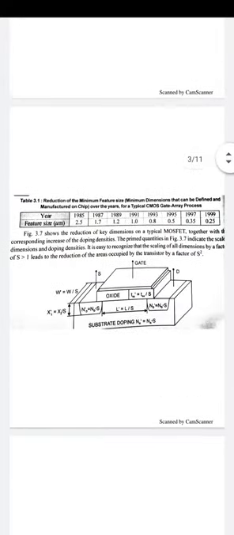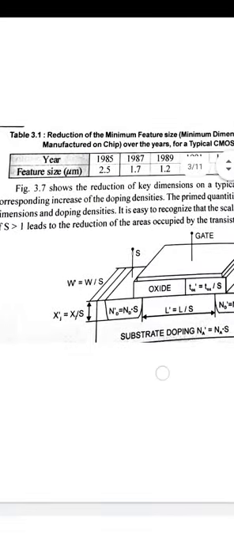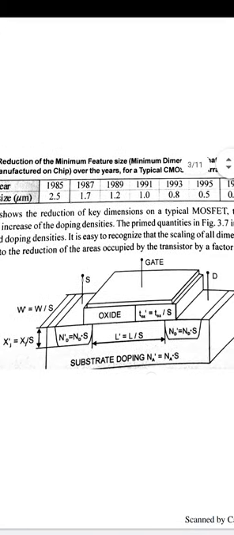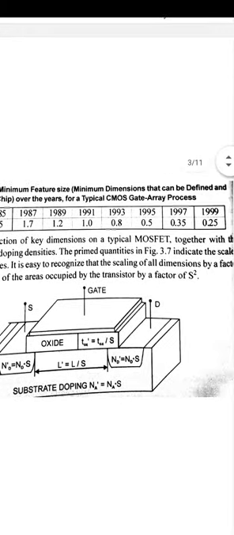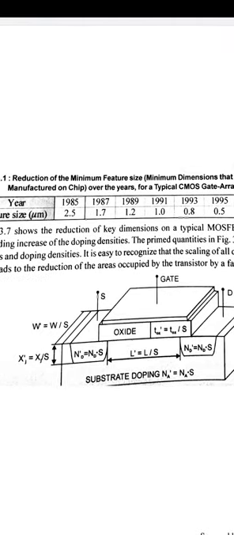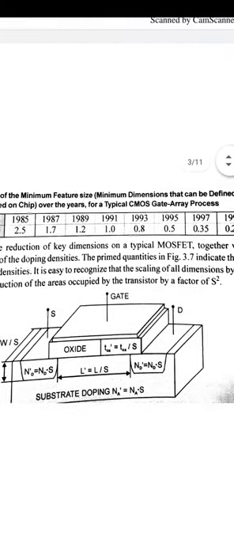We have a table here in which I have introduced the different scaling factors over the years, and how the minimum feature size changes with the reduction in the CMOS gate array process, and how it is scaled down by a factor for different types of structures. I will explain year by year the reduction of minimum feature size, meaning the width and length, in the CMOS gate array process.